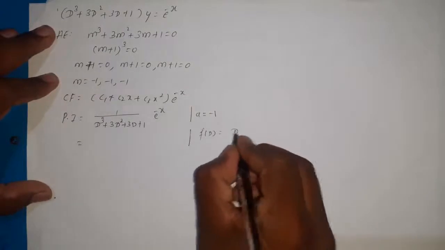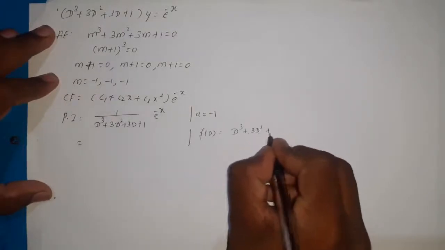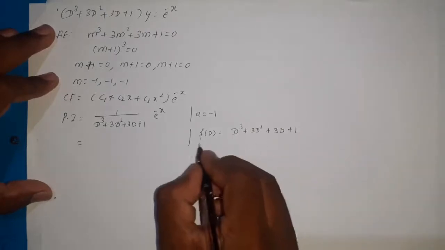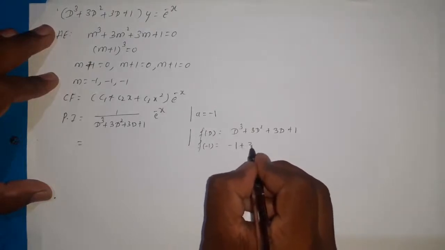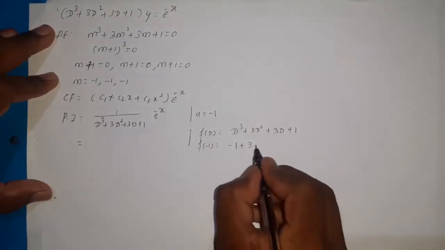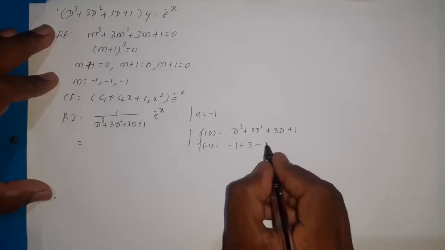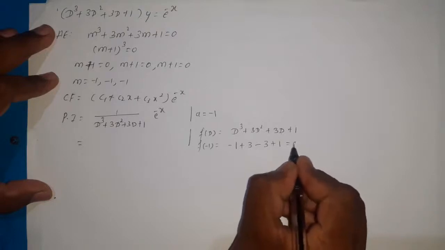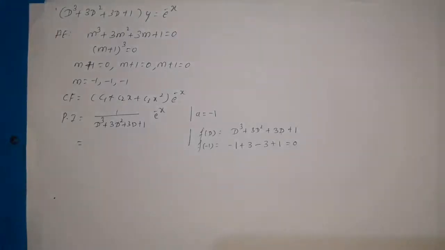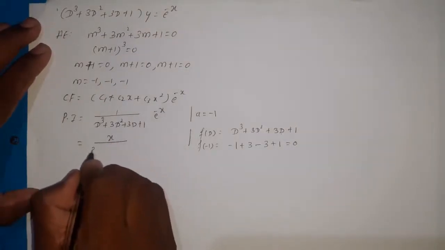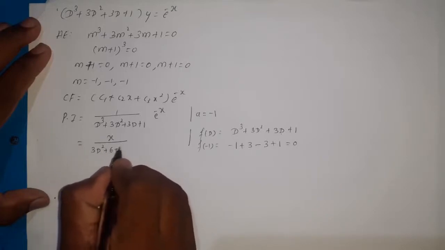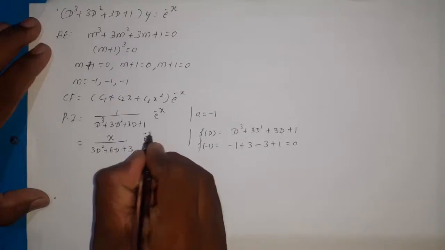f of D is equal to D cube plus 3D square plus 3D plus 1. Then f of minus 1 is minus 1 whole cube, that is minus 1, plus 3 into minus 1 whole square, that becomes plus 3, then D is minus 1, means that becomes minus 3 plus 1, which is equal to 0. So whenever the denominator becomes 0, then we need to differentiate the denominator with respect to D. Then it is x divided by f dash of D. f dash of D means 3D square plus 6D plus 3 into e power minus x.